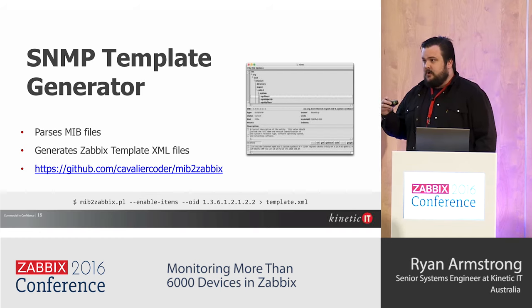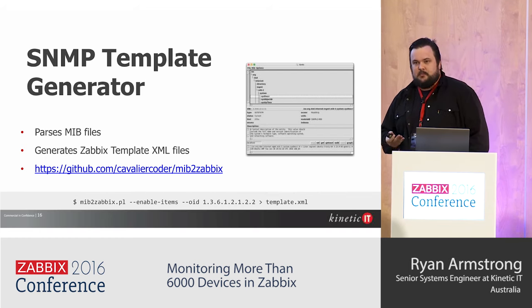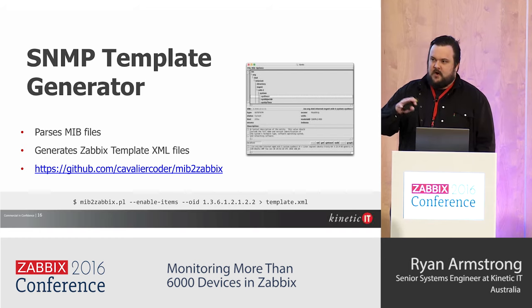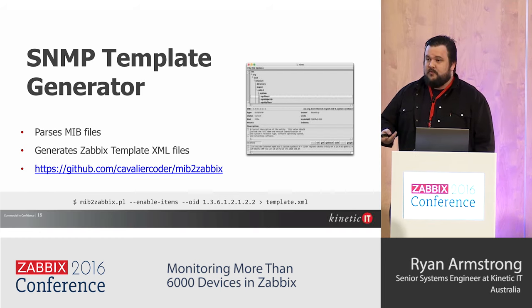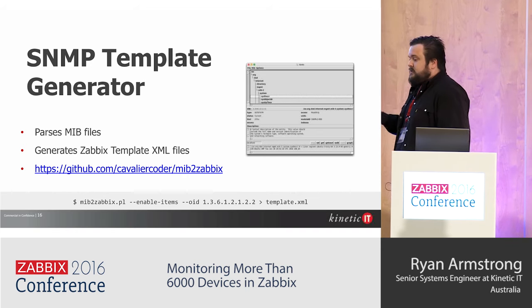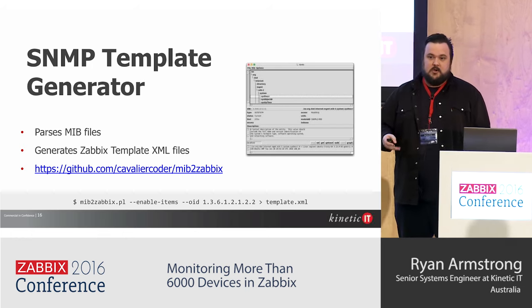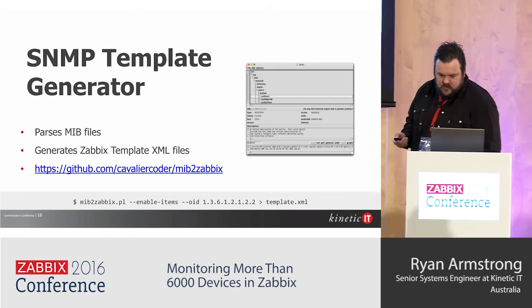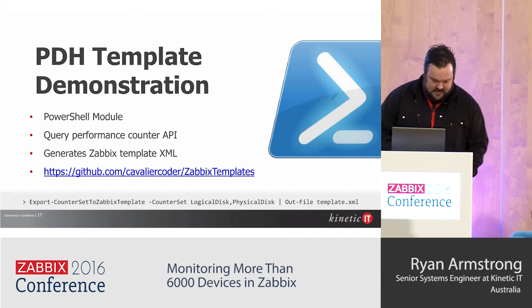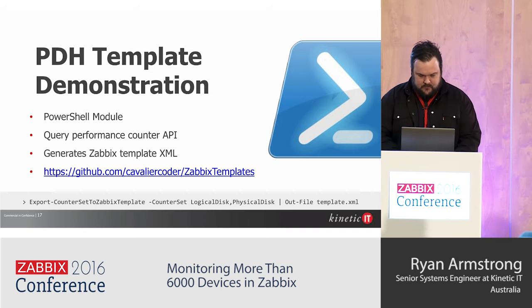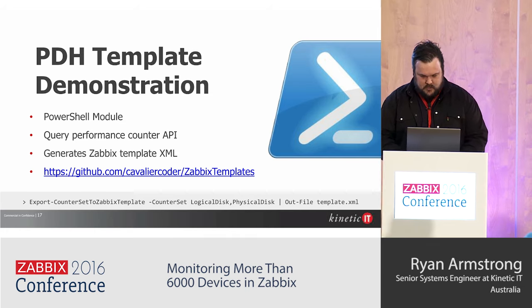So we've written a script to parse the MIB files that are provided by the vendors. The MIB files define an SNMP tree with all the items that are available for monitoring on their device, say it's a router or a switch or a UPS. And our script is going to generate a Zabbix template XML document from those MIB files. So let's give this a crack. This script is available for you on GitHub, and hopefully is of value to you as well.